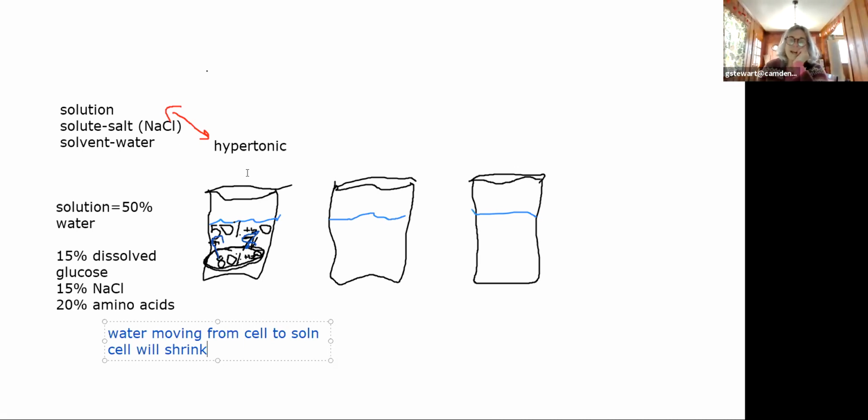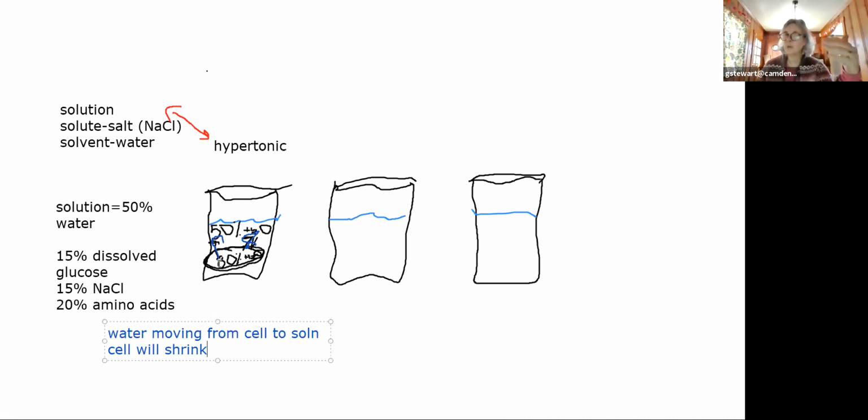So in a hypertonic solution, the water is going to leave the cell and go into the solution until it hits equilibrium, and the cell will shrink, right? If that gradient is high enough, right? Maybe if it's only 30% water, for example, if that gradient is high enough, yes, you can eventually kill the cell, right?